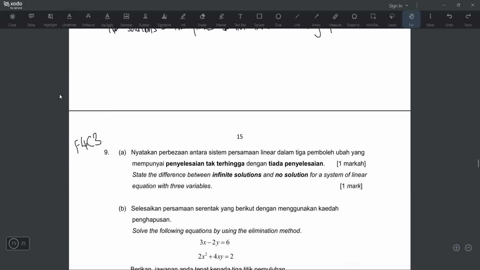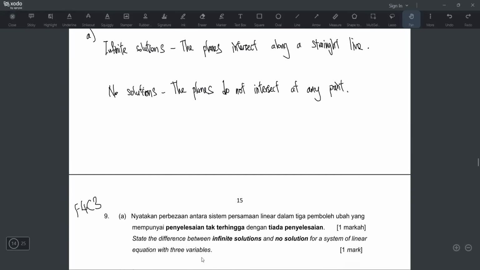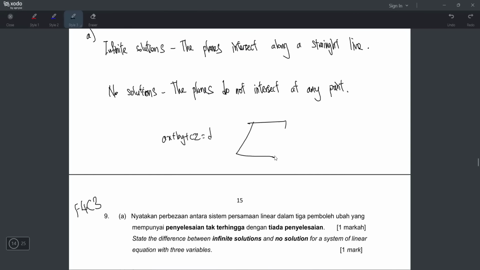So when it has three variables, it will look like this, ax plus by plus cz equals d. And when you draw this out, it will be a plane. So there will be x-axis, y-axis, and z-axis. So you have to use the 3D coordinate system to plot it. And infinite solution is when all the 3 planes intersect along a line. Because when they intersect along a line, that means you have an infinite amount of solutions. And no solution is when all the 3 planes never even intersect, right?